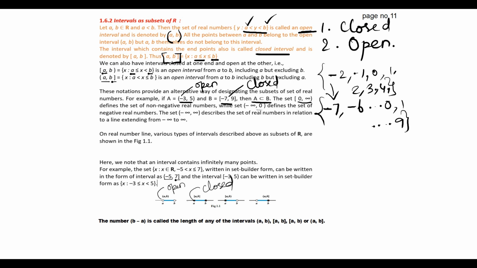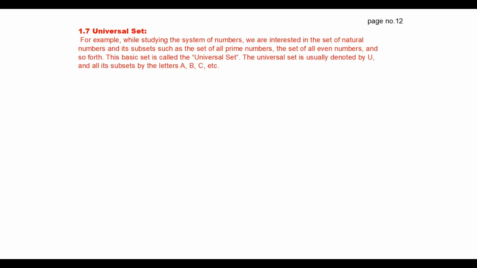Consider this example: minus 5 less than x less than or equal to 7. x is greater than minus 5, so you should not include minus 5, but it is less than or equal to 7, so you have to include 7. So the interval goes from minus 4 to 7.